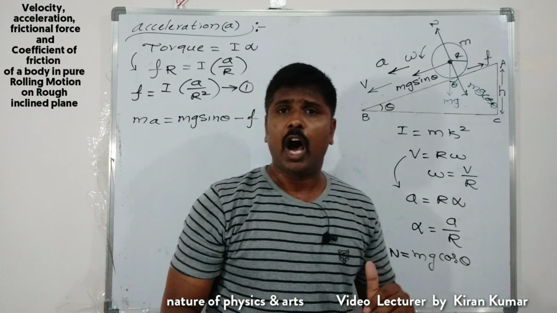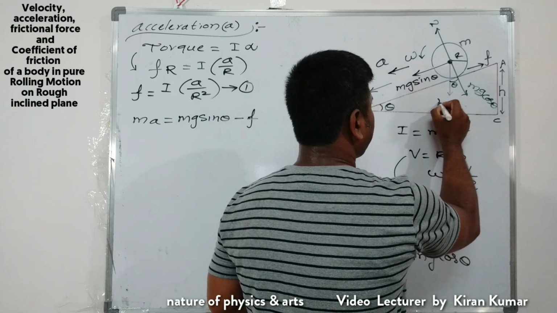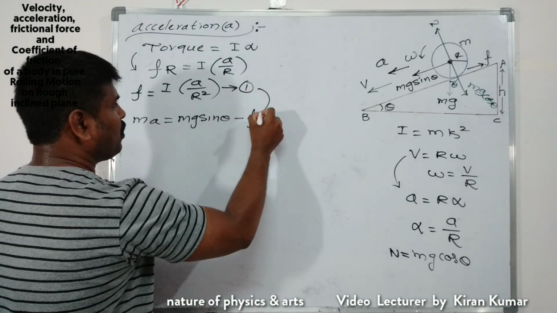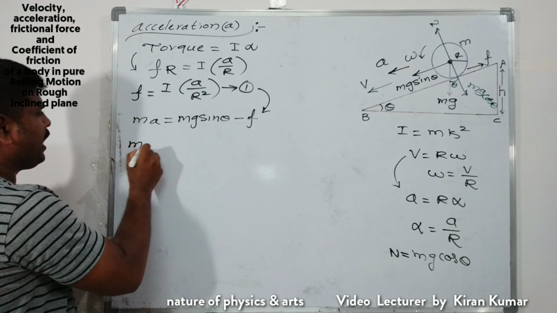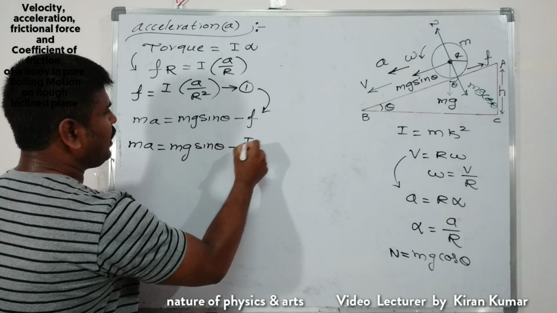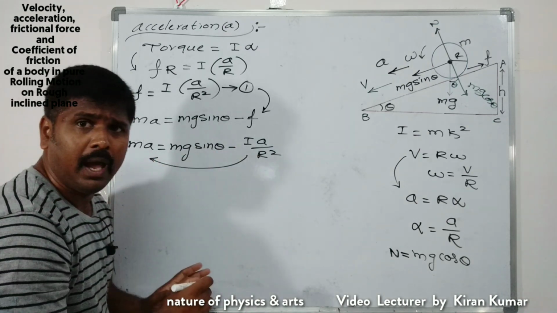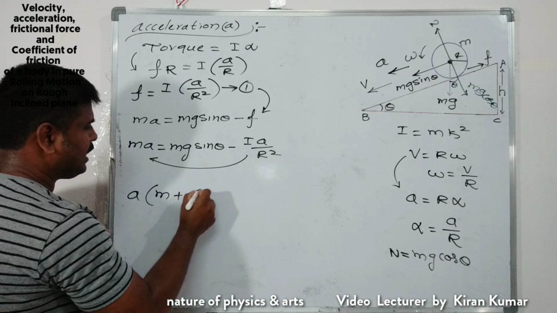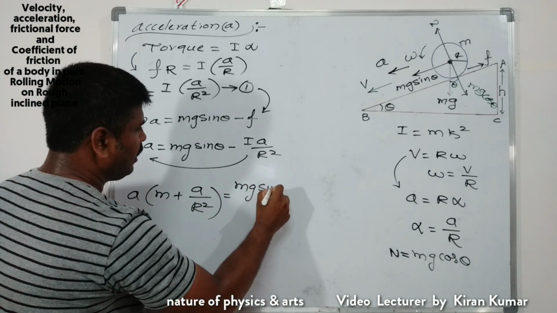Frictional force is always opposite to the direction of motion of the body. Here, rewriting mg, as it was not appearing clearly. Now replacing the frictional force in this equation, step by step: ma is equal to mg sin theta minus I into a divided by r square. Moving this term from the RHS to the LHS, acceleration is common, so (m plus I divided by r square) times a, and the remaining value is mg sin theta.